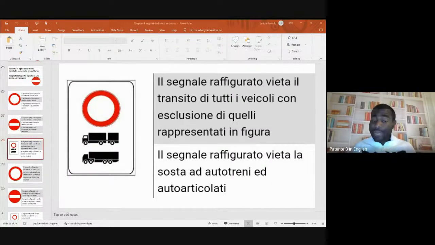You're not talking about any parking, any overtaking, or anything. Those vehicles cannot transit as simple as that. So the first one is false, and the second one is also false.